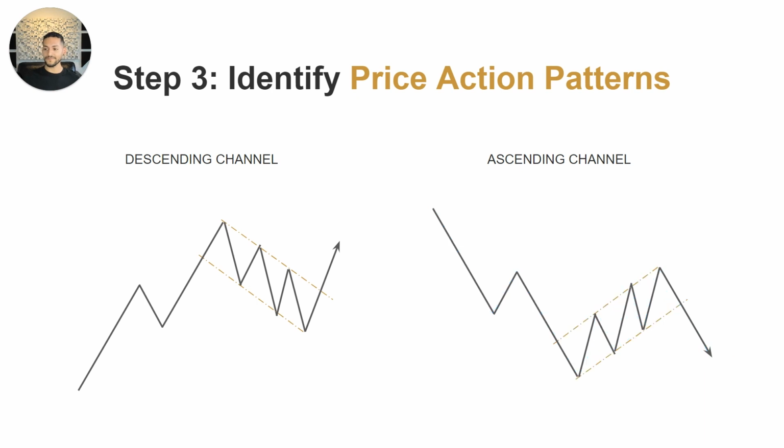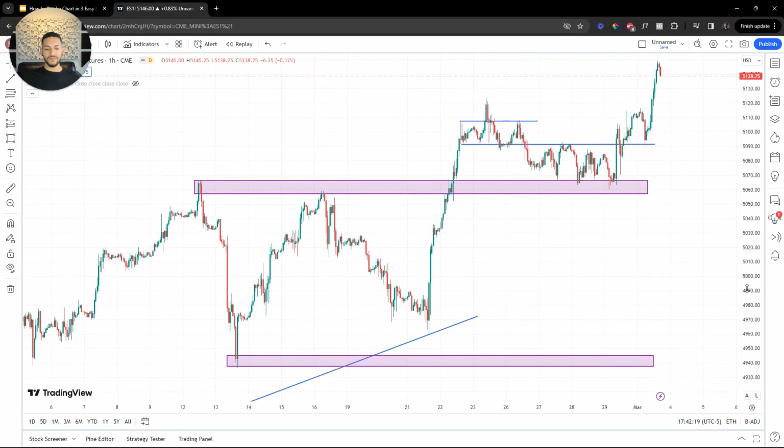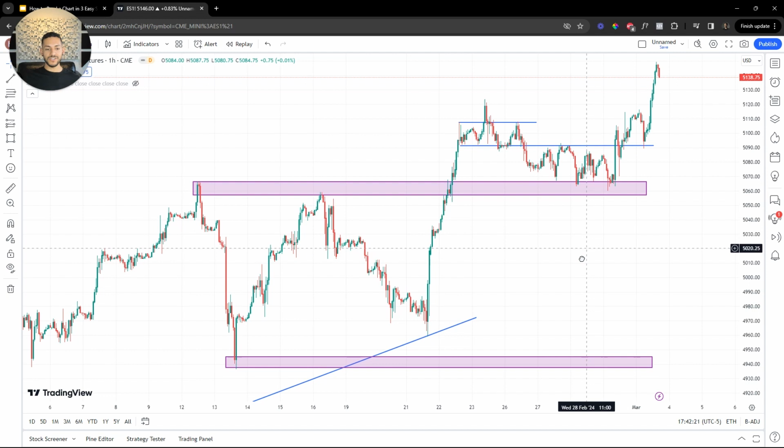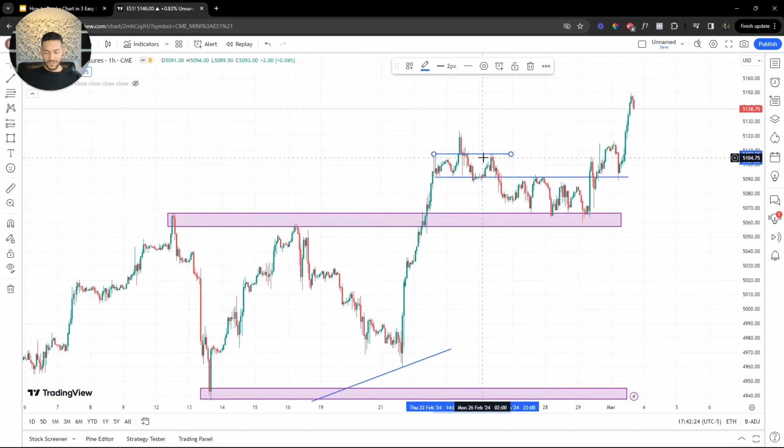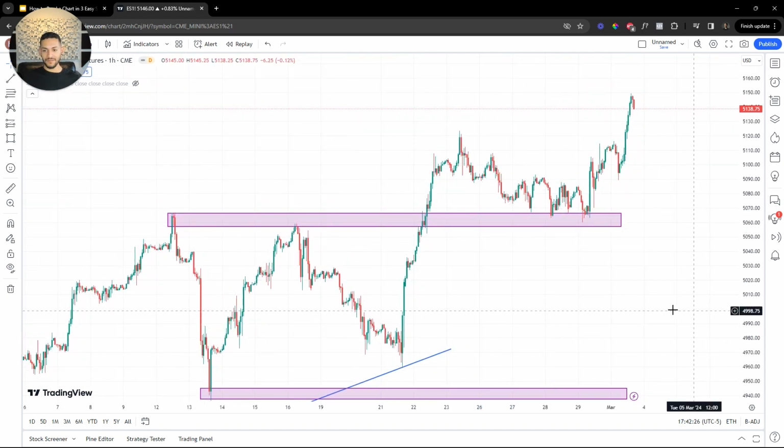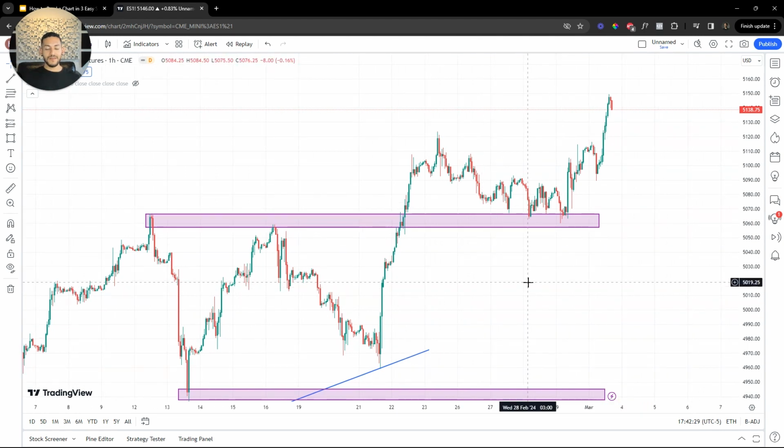All right, so we're back at the charts of the S&P, and let's look for some channels. I'm actually going to clean this up a bit just so it makes it easier. And I can very easily spot a descending channel. So we have a trending move here. And as price retraces, you can start seeing a small channel here that is formed. And then price continues higher.